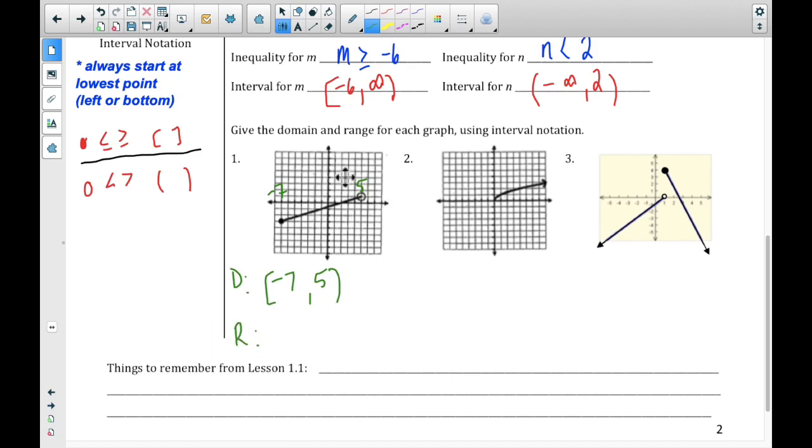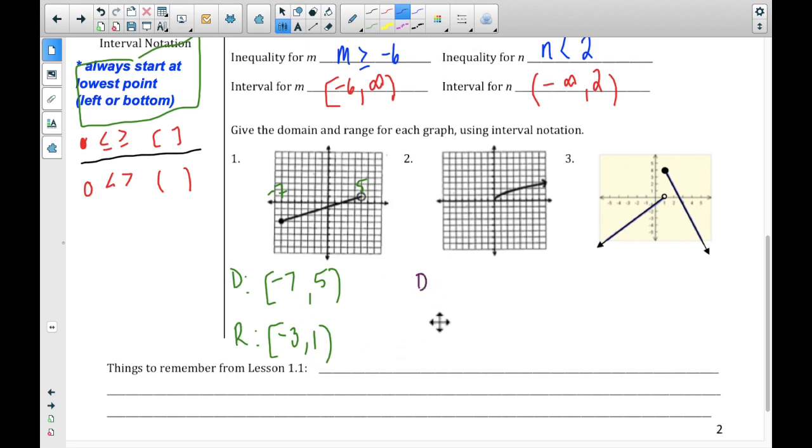The range is the up and down, the y values. And so that point over here, it always starts at the lowest point, whether it's the left or the bottom. So we're going to start at the lowest point. The lowest point is -3. So our range goes from -3 all the way up to 1. Does it include the -3? Yes, it does. Does it include the 1? No, it does not.